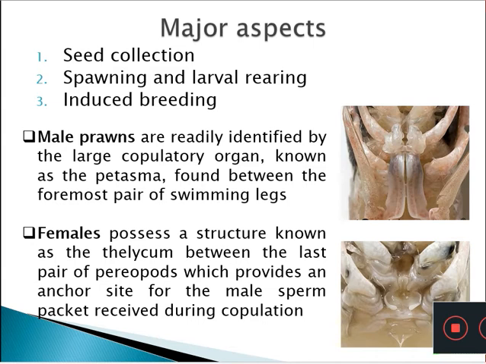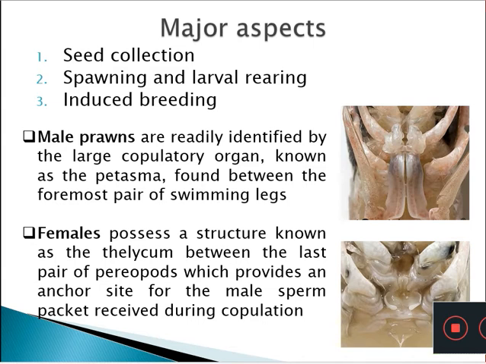The gear used for seed collection is a fine-meshed bag net, which has a receptacle at the cod end. The net will be fine-meshed, and at the end there will be a receptacle in which the larvae will be collected. And the seed has to be sorted, because when you collect seed from natural water bodies like rivers and estuaries, it will contain seeds of various types of organisms.